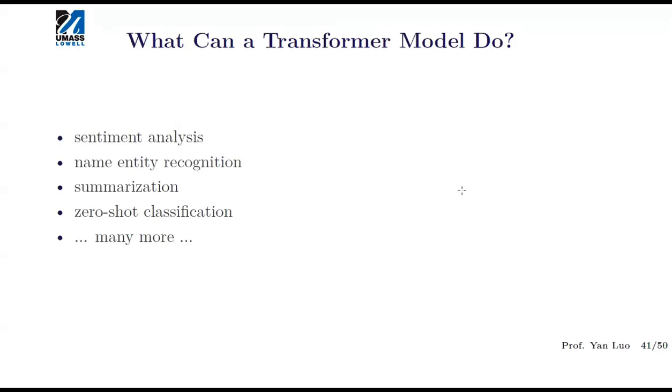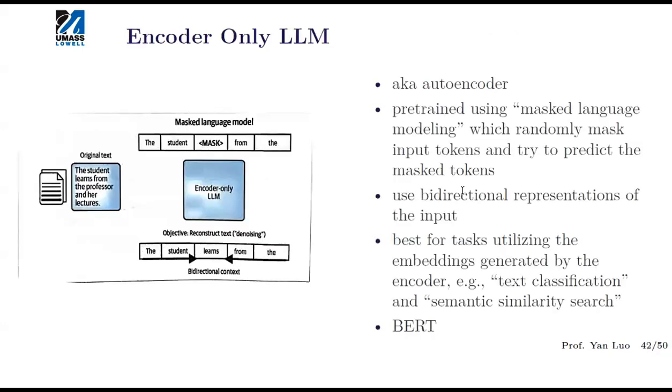So what can a transformer model do? As we have already seen, it can perform sentiment analysis to tell whether a sentence has a positive, negative, or neutral tone. You can do entity recognition, summarization, zero-shot classification, and many other applications.